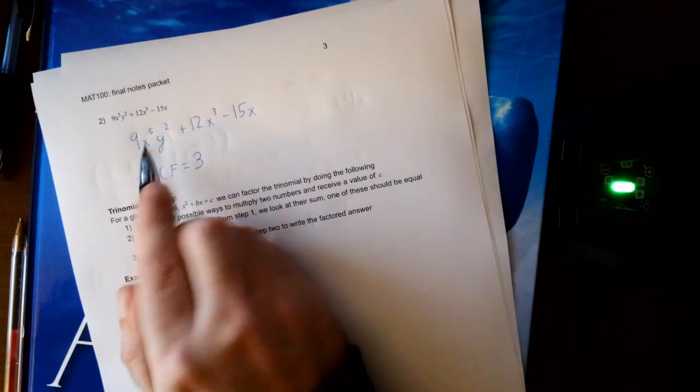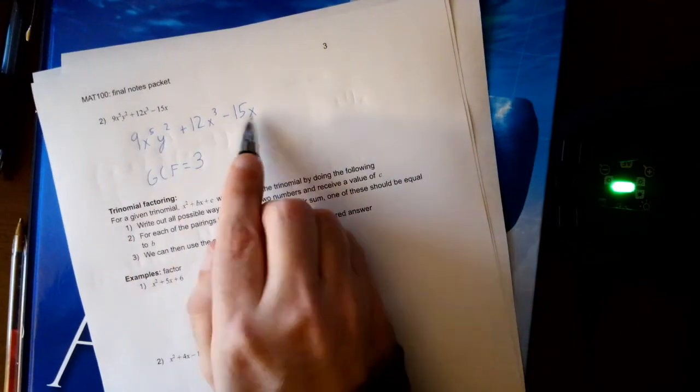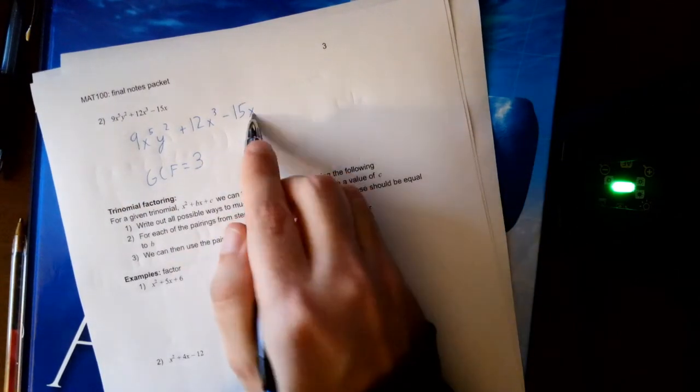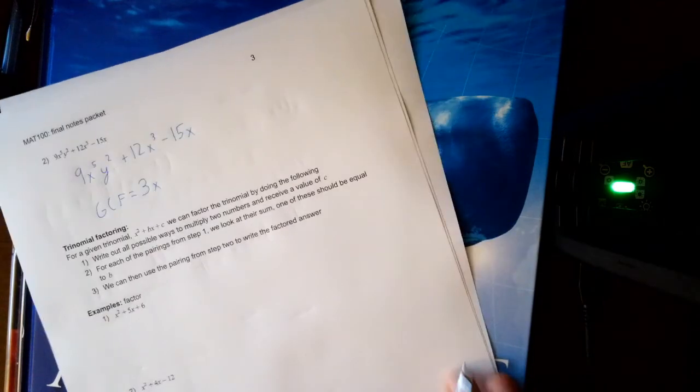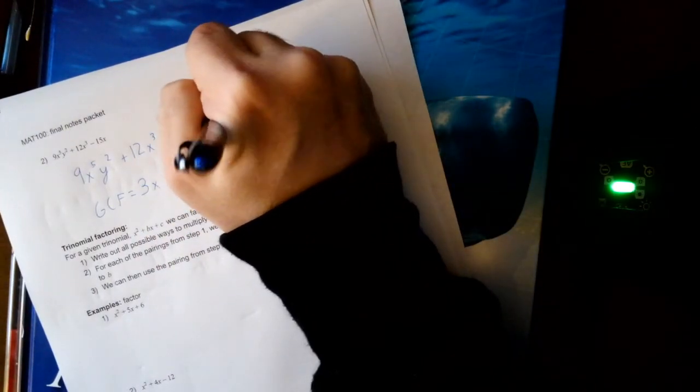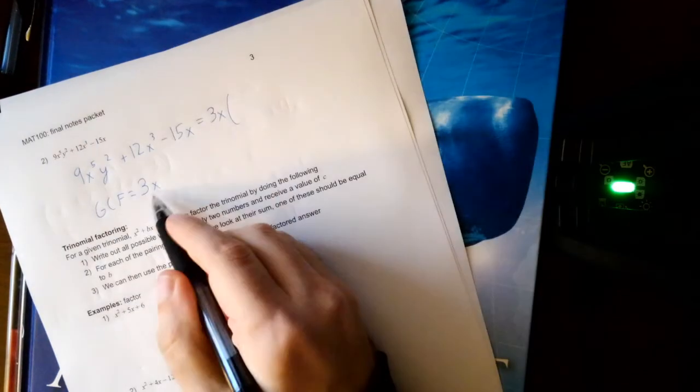So I'll look at the x's. All of them do have x's, though. Which has the least? This one. It has a single x. That's how many they have in common. All of them have a 3x in common, right? So when I go to factor, I can write 3x, parentheses, I'm factoring out the 3x.